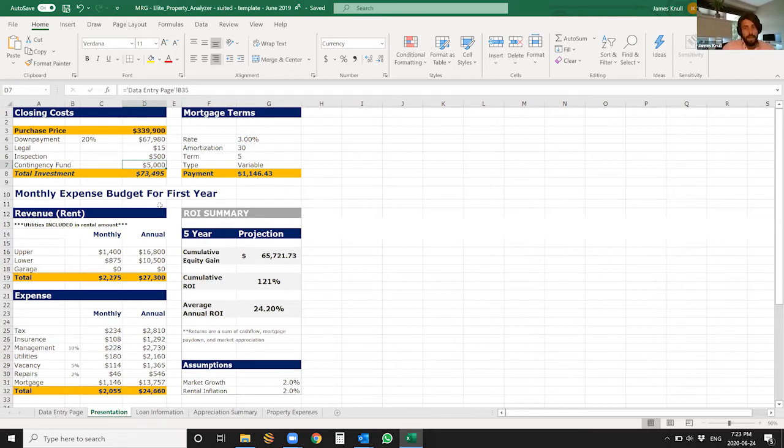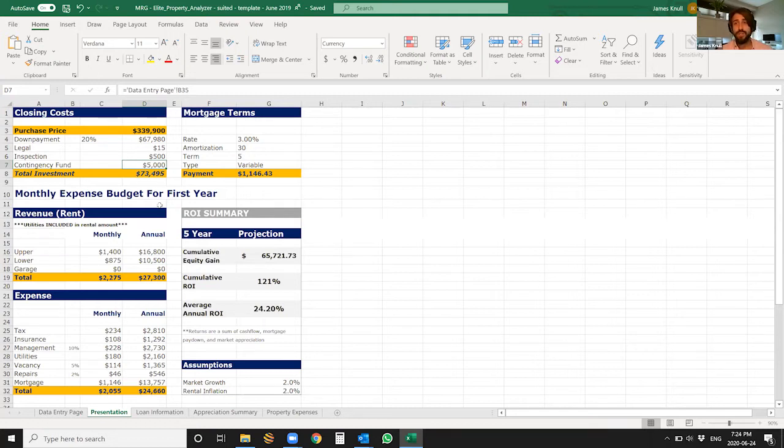Well, contingencies are just that. Things don't always go according to plan. Sometimes you need to do some initial maintenance. Sometimes you have to float the property for a month or two with your initial vacancy. So we always recommend putting some money into a savings fund specifically for that.